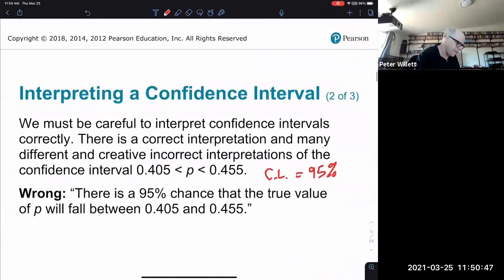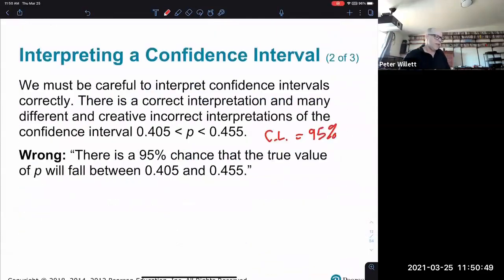Whereas in the second statement, it says there's a 95% chance that P will fall within this range. That suggests by the structure of the statement that P may move around and that 5% of the time P will fall outside this range and 5% of the time P will land, and we got to see where P lands. But P is not changing. It's the interval that's moving, not the P value.